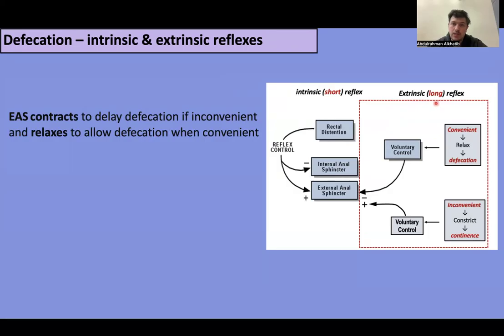Now, part of the extrinsic long reflex is mediated by our lifesaver, the pudendal nerve, which innervates the external anal sphincter. So, if it's convenient to defecate, we can relax the external anal sphincter and allow the full process of defecation to happen. If not, it will remain constricted, allowing for the accommodation of continence.